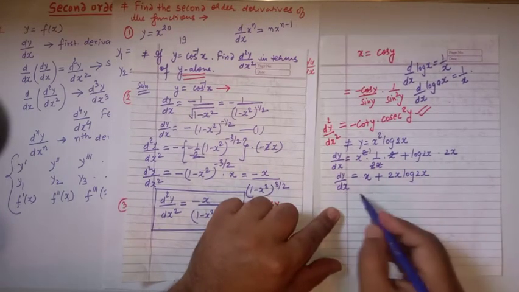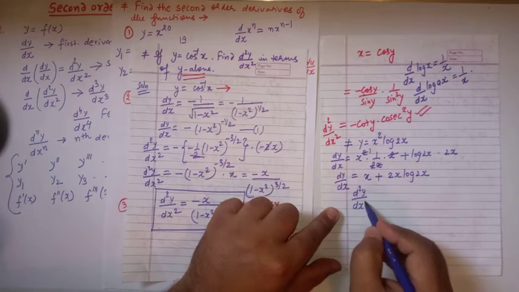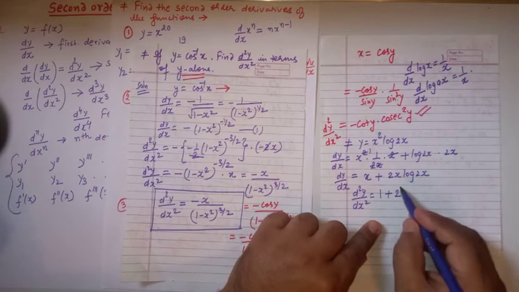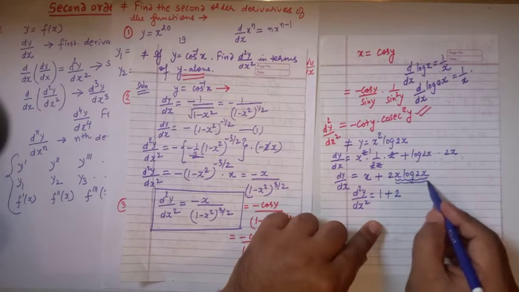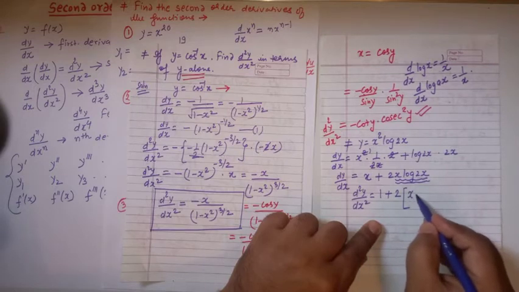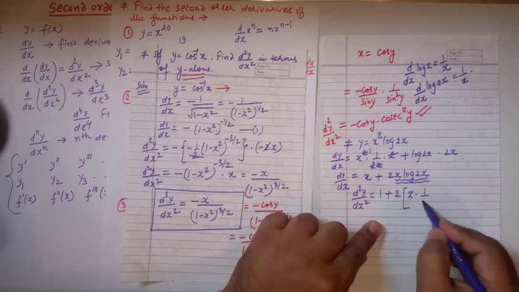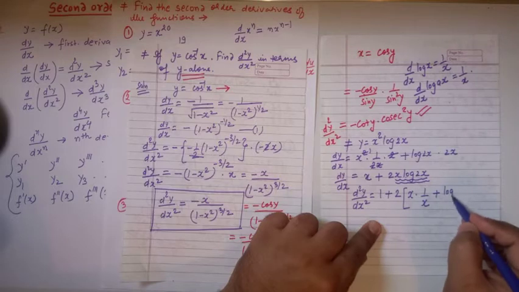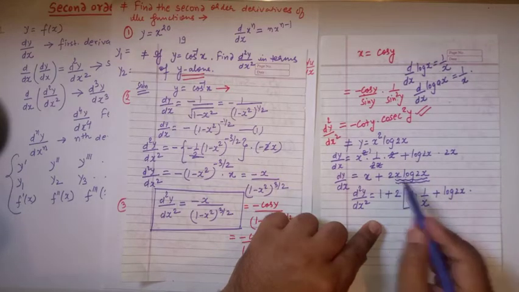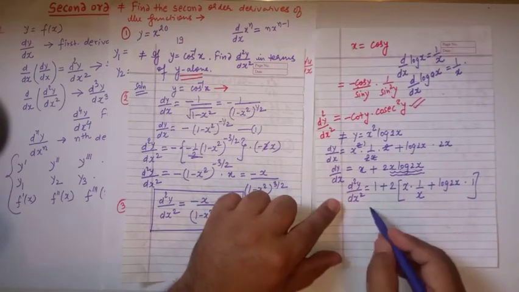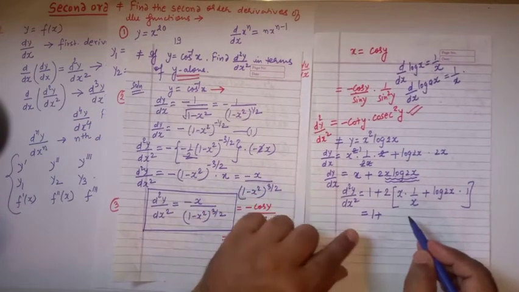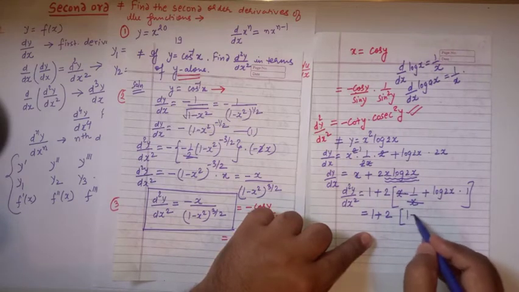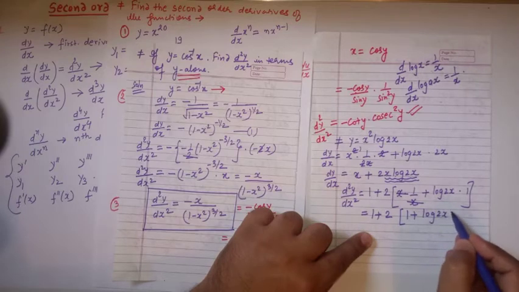Now we have to find the second derivative, so again differentiating it. So the derivative of x is 1, and here we have 2, and then again we have the product of two functions. So we have the first function, then the derivative of log 2x, which is 1 over x, and plus log 2x, then the derivative of x is 1, right? So if we simplify it, we get 1 plus, x and x get cancelled, so we have 2 times 1 plus log 2x, right?